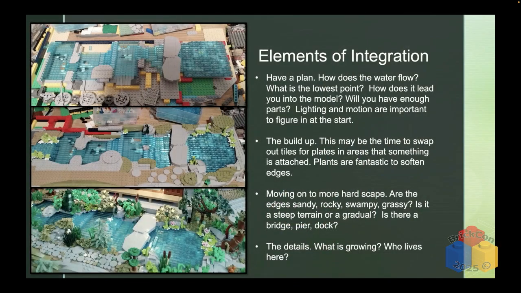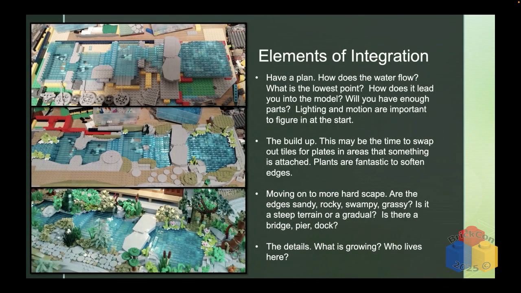Moving on to landscape, you want to think about your edges. Are the edges sandy? Are they rocky? Are they swampy? Is it grassy? Is it steep terrain or is it gradual? You're going to have a more rigid edge if your water ends with a cliff and a steep slope that's overlapping the water.